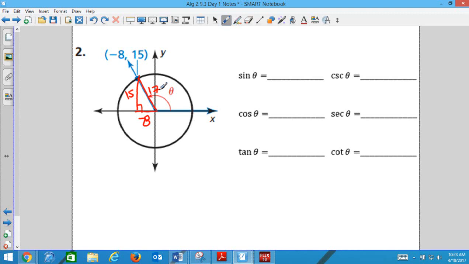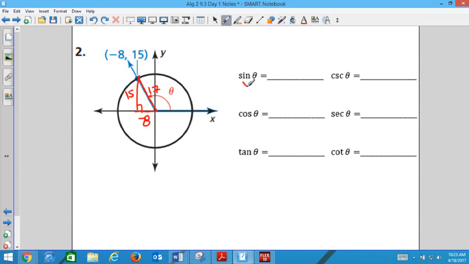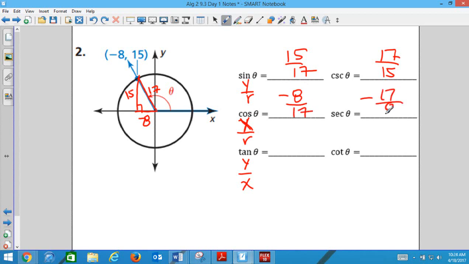So sine is the y over the x. No, it's not over the x. That's tangent. I don't know what I'm saying. Y over r. I need to write them down. 15 over 17. The reciprocal is 17 over 15. This one is negative 8 over 17, so negative 17 over 8. And then this one would be 15 over negative 8, negative 15 eighths, and that would be negative 8 fifteenths.